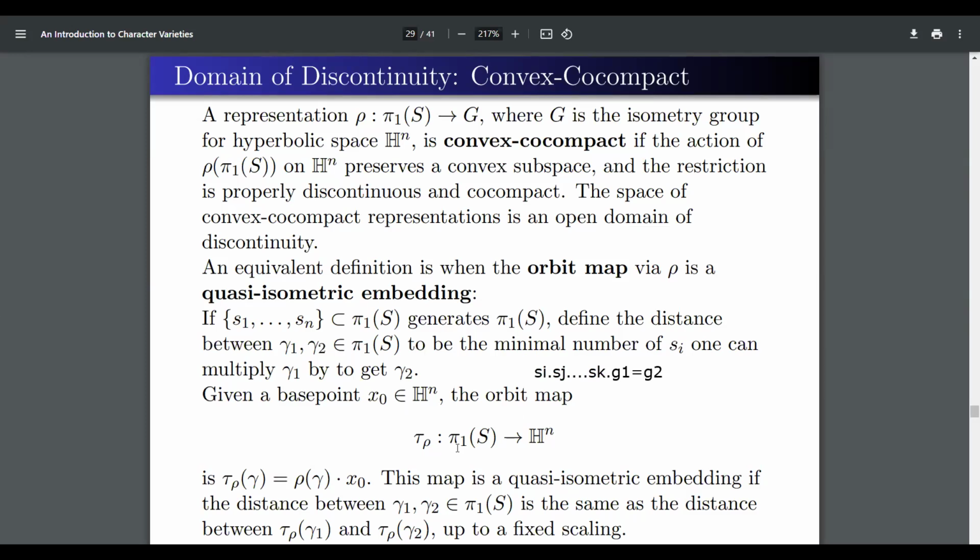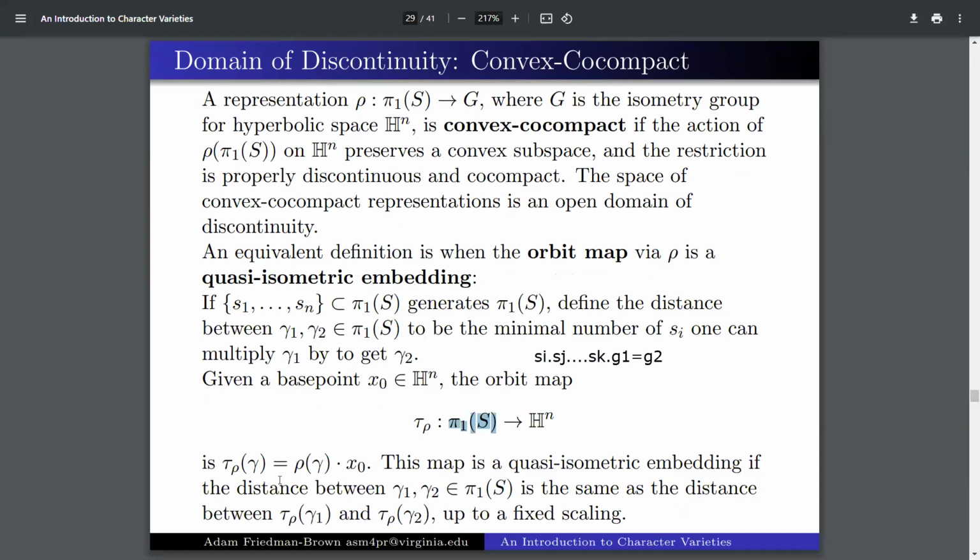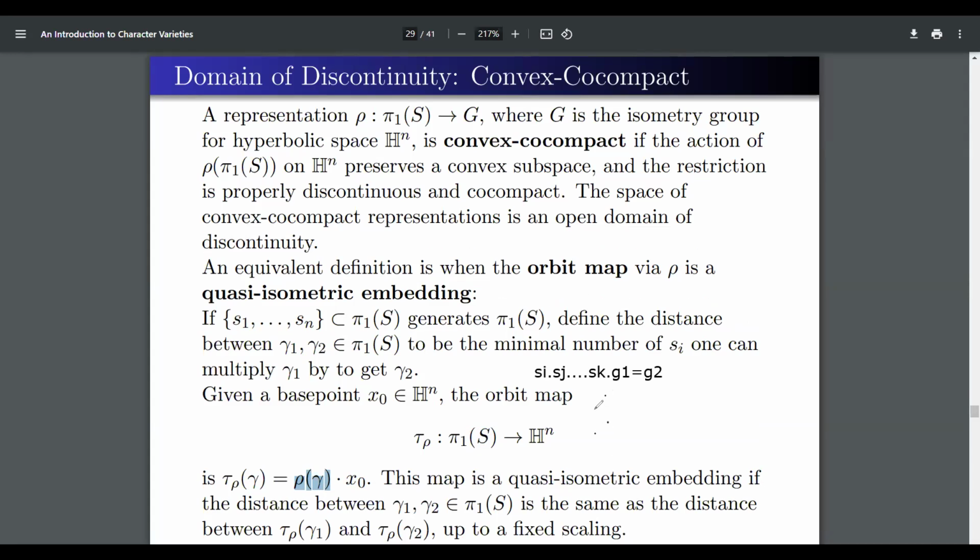And then the way to define an orbit map from a representation rho and the base point x naught in Hn is you take an element of the fundamental group gamma, and you send it to where rho of gamma sends x naught. Remember here, rho of gamma is an element of the isometry group on Hn. And so a decent picture for this is the fundamental group really looks like this discrete space of points with certain distances assigned between them.